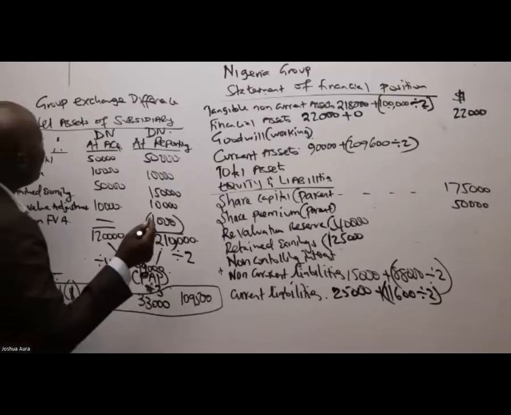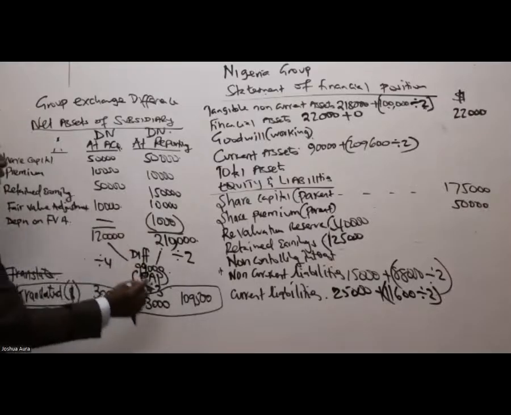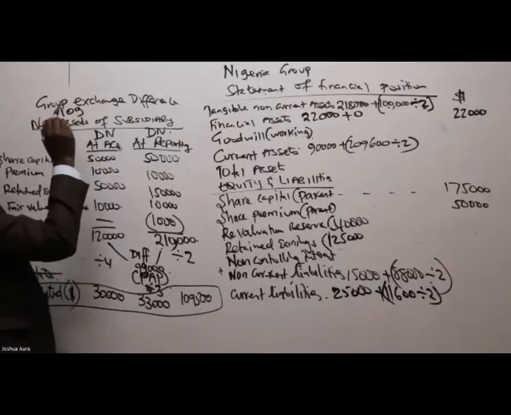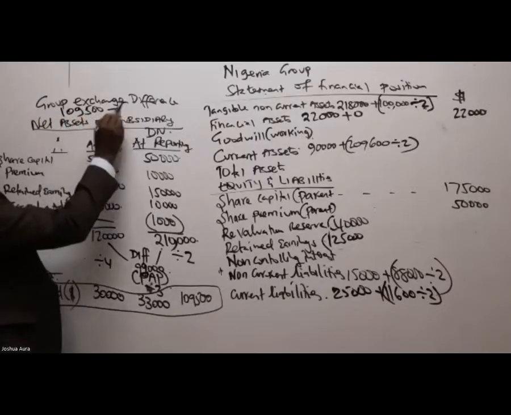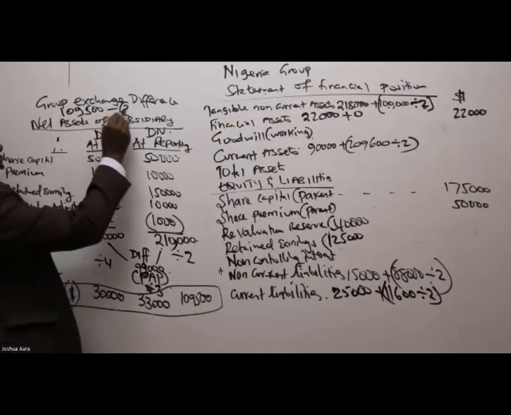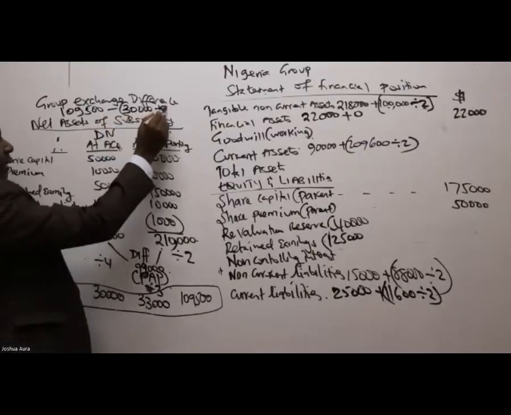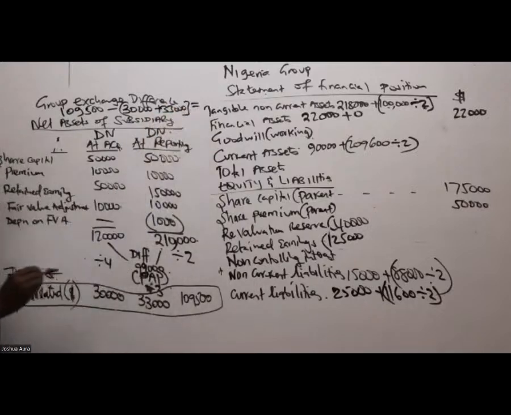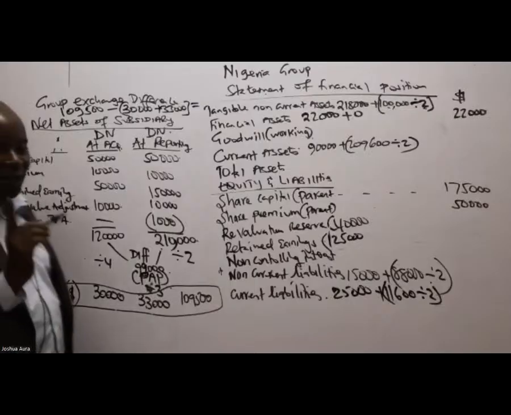So then how do we get this group exchange difference? I will take the closing, 109,500. I subtract the sum of these two. So we are talking of 30,000 plus 33,000. Could you kindly give me this figure? The group exchange. The group is gaining here.